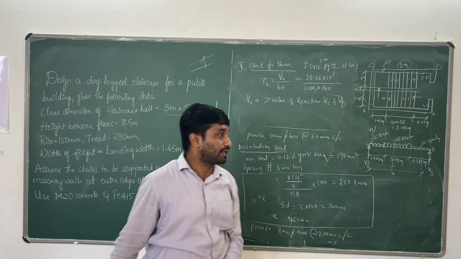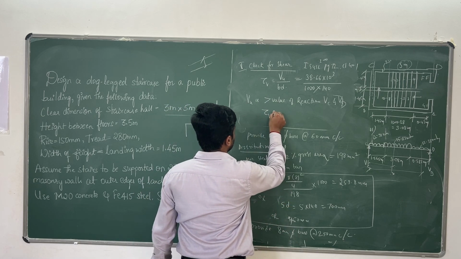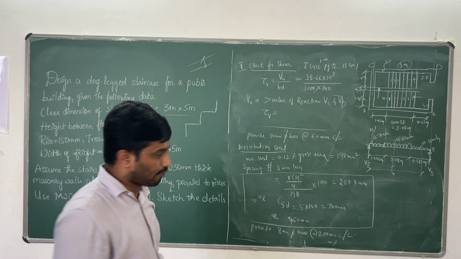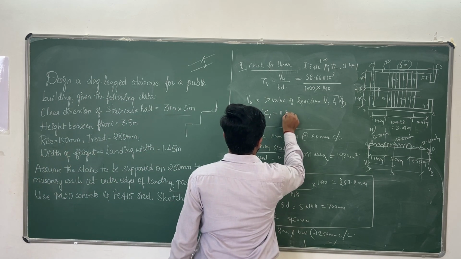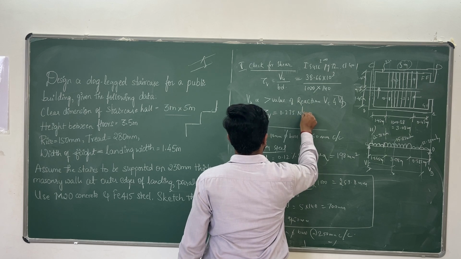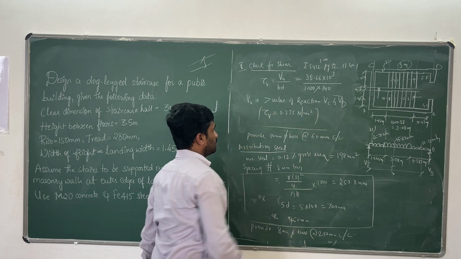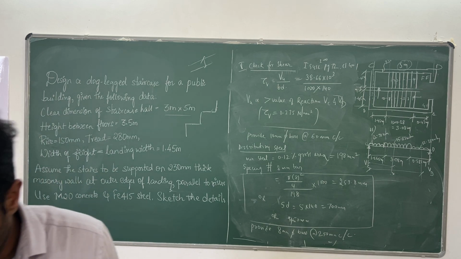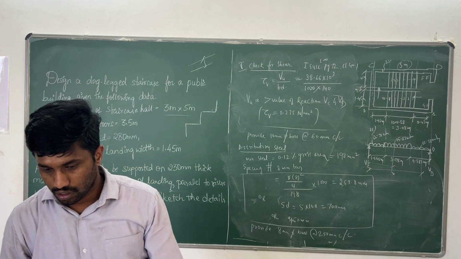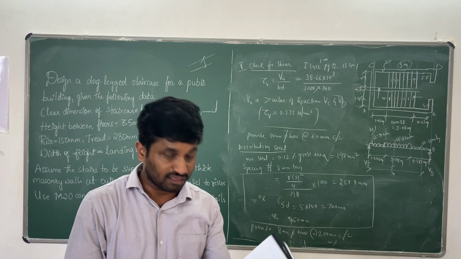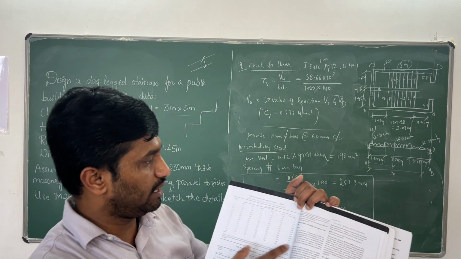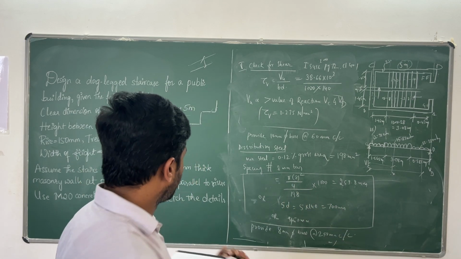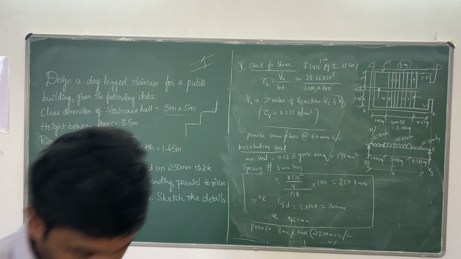b is 1 meter, you know that. Effective depth is 140. And what is the tau v value? 0.275 Newton per millimeter square. Now once again you go to the code, page number 73. You are having Table 19. Table 19, this is very, very important. Go to the IS 456 code.